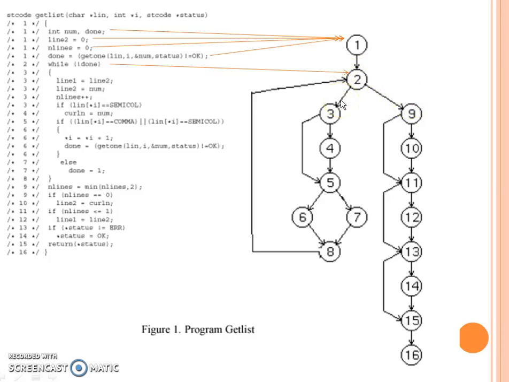And where does it enter? It enters the first line, where we see that line 1 is equal to line 2, line 2 is equal to num. These are all again linear code, and hence they are numbered sequentially, and it falls through sequentially to node number 3 altogether, right? So after this, it comes into an if statement. It encounters an if statement, and if the if condition is true, then it will move into node number 4, which is curln is equal to num.